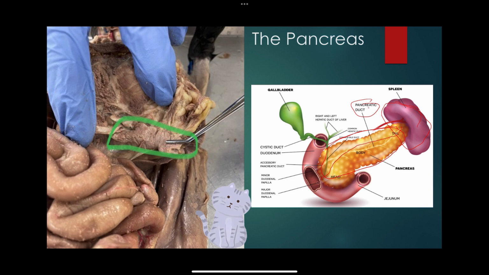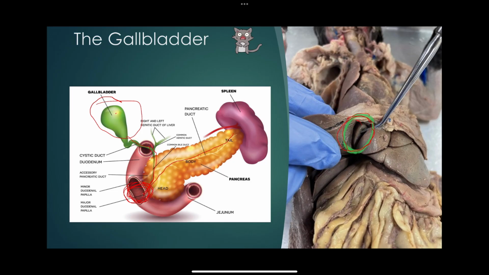It's going to be right here, and it would release the bile through the common bile duct, which would release the bile on the duodenum in this area. For the cat, it was a little hard to see, but if you could just locate where the pancreas was, right above it, the gallbladder would be peeking out right here.